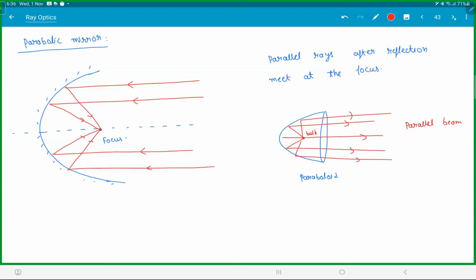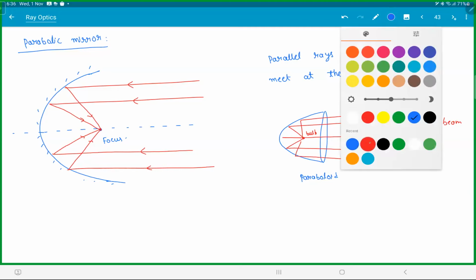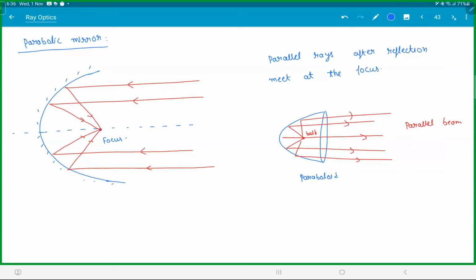So vice versa. If you send parallel light rays, they will meet at the focus. If you keep the bulb at the focus, you get a parallel beam. And if you have a parallel beam, you can make it travel very far distances. Quite useful when you're going on a road. You want the light to go as far as possible.